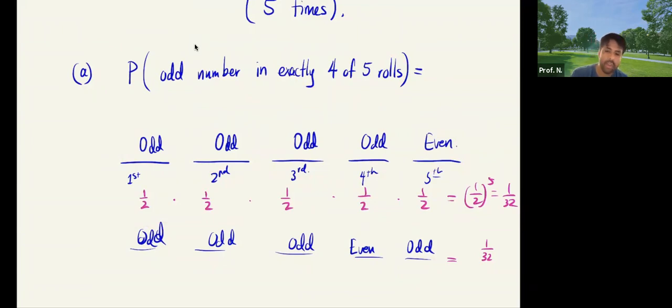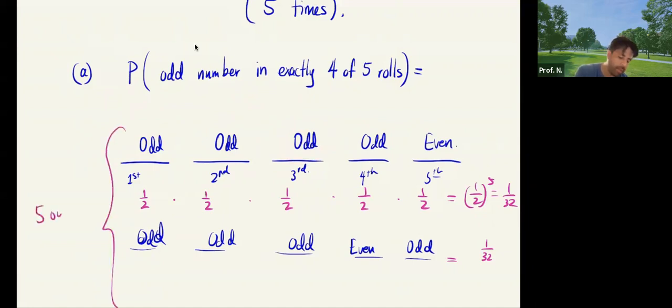I don't care so much what odd number it is. I just care that it's odd. So this could be 1, 3, or 5. I have 3 choices for each of these, but I don't even worry about that. I just care about the chance of getting an odd number. It's a half. Great. So there are 5 ways of doing this.